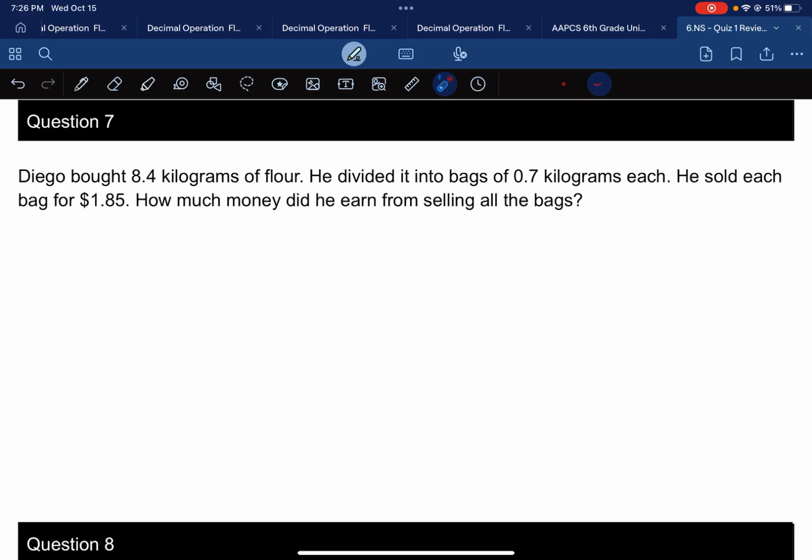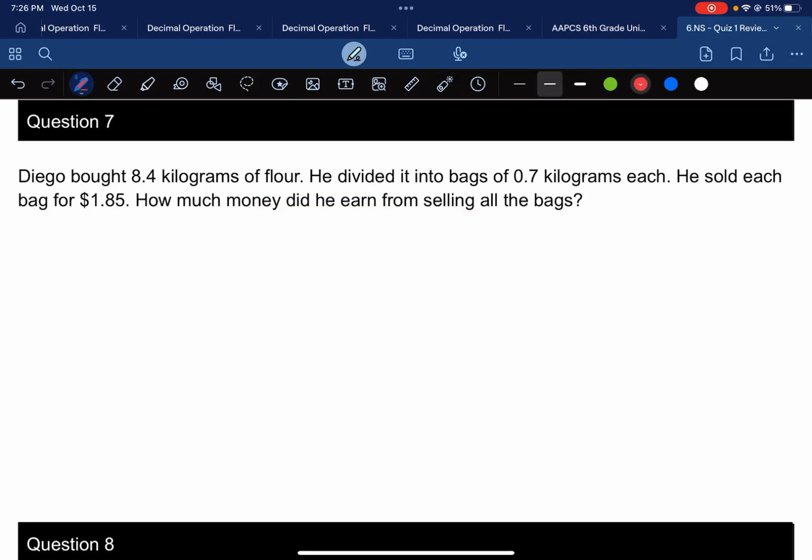Okay, so we know that Diego bought 8.4 kilograms of flour. He divided it into bags of 0.7 kilograms each. He sold each bag for $1.85. How much money did he earn from selling all the bags?